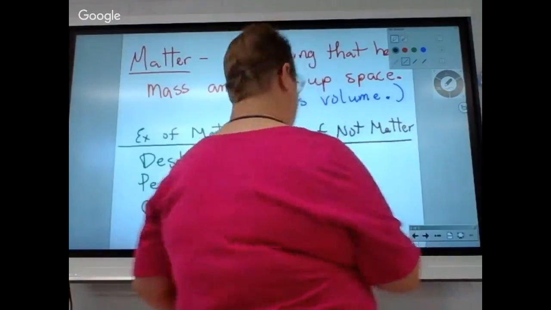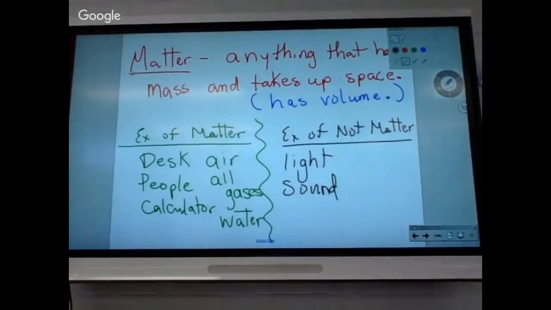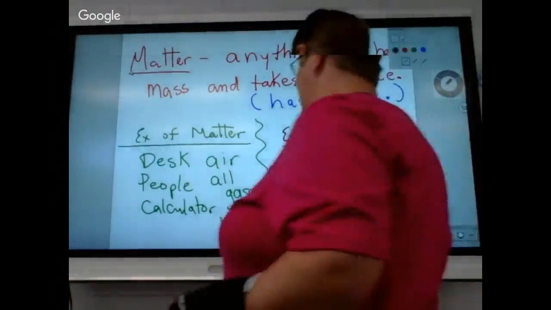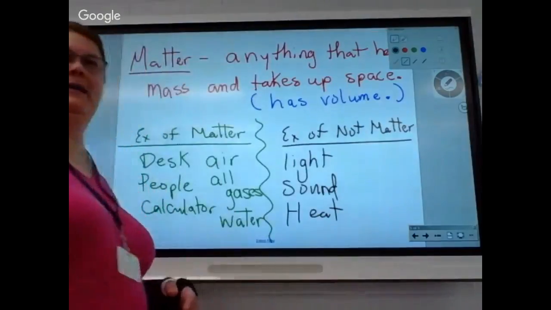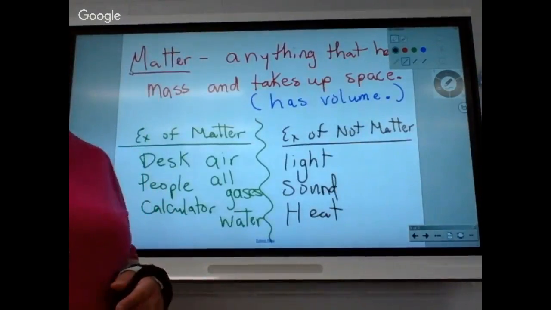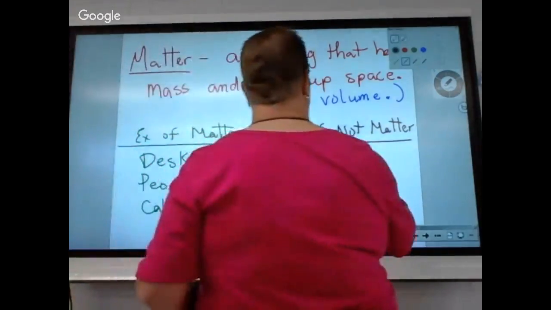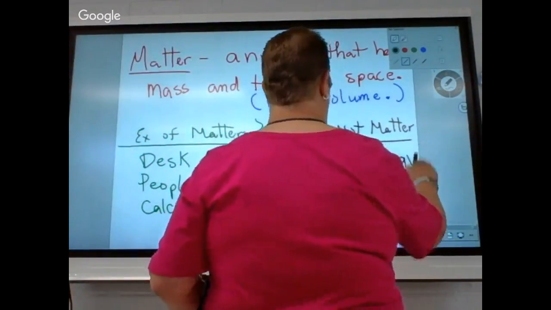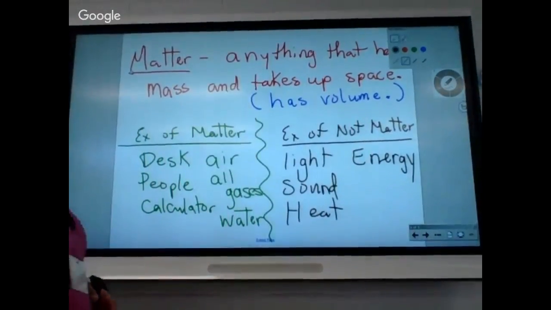What? Sound. There you go, Diamond. All right, sound does not matter. Light, sound. Just talked about one of them. Fluffy Girl has more of it than y'all. Temperature's good. What's the opposite? Heat. Light, sound, heat. Starts with an E. Energy. Okay? Those things do not matter. They don't have a mass. They don't take up space.